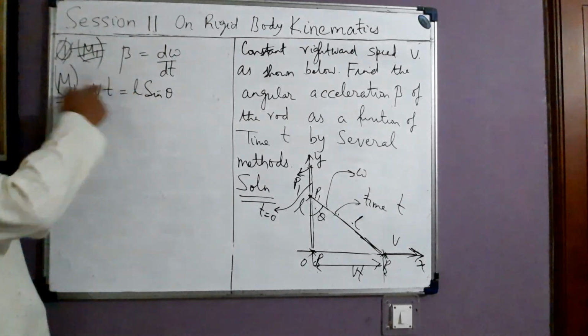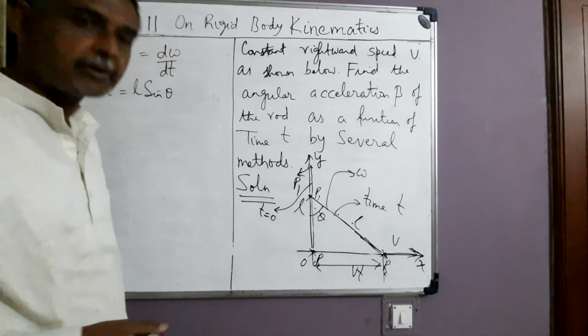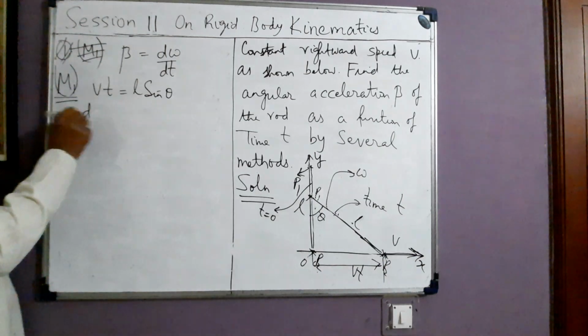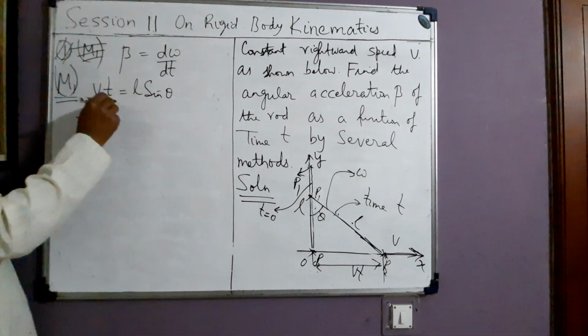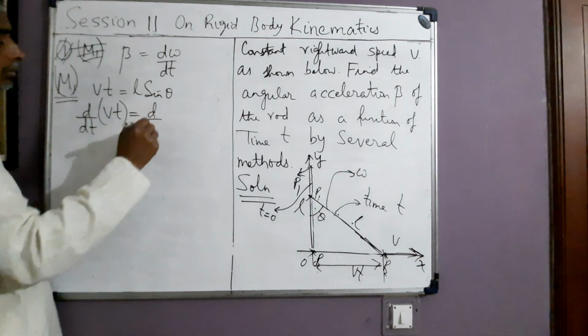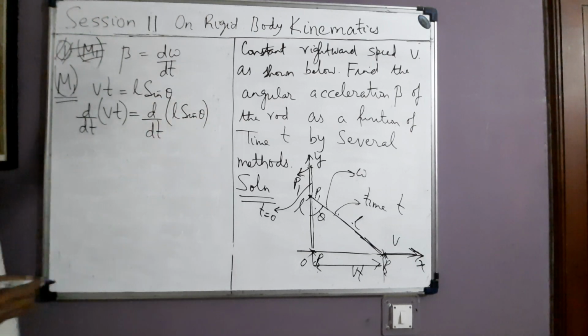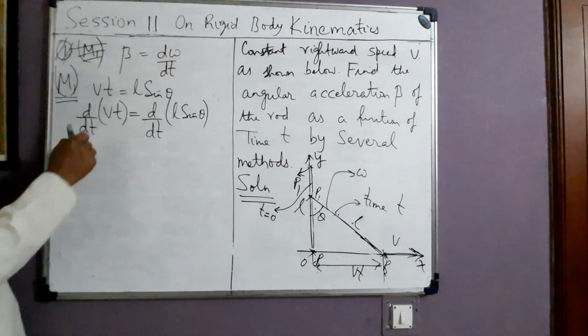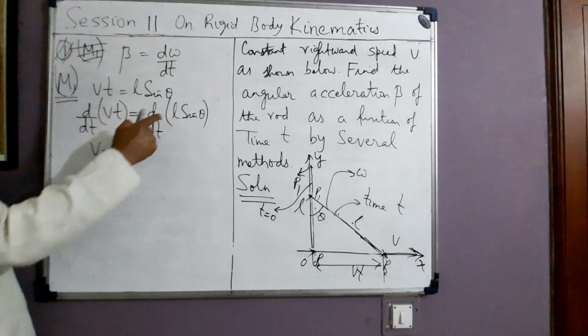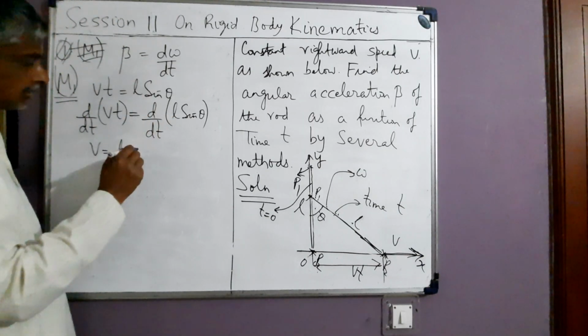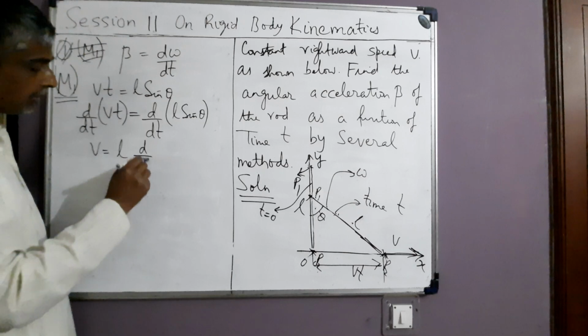So now what I do, I differentiate this equation on both sides with respect to time. So I write d by dt of Vt is equal to d by dt of L sin theta. V is a constant, so d by dt of Vt is simply V. L is constant, so it comes outside, and this becomes d by dt of sin theta.